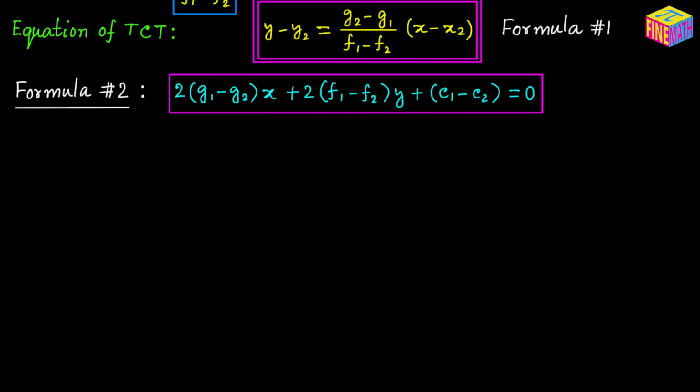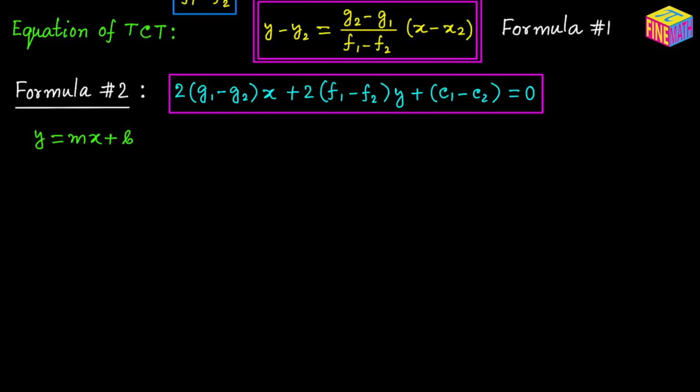The second formula actually looks like this. Now how to derive this? Now to derive the second formula, let's assume that the equation of the transverse common tangent is y equals mx plus b, where we know the value of m, that is g sub 2 minus g sub 1 over f sub 1 minus f sub 2, that is the slope of the transverse common tangent.